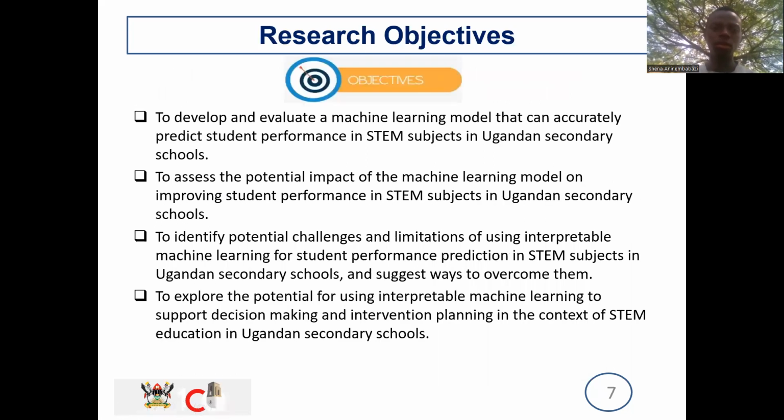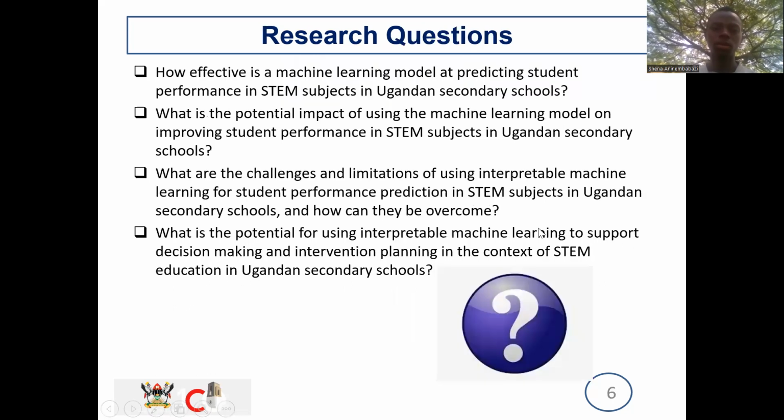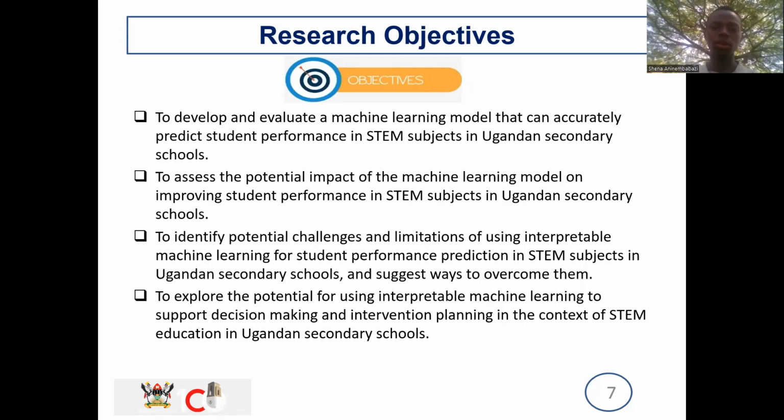The research objectives. Objectives are like the goals of doing this study and developing this model. One is to develop and evaluate a machine learning model that can accurately predict performance. We need accurate predictions of our model, and then to assess the potential impact, how it will be impacting, its effect actually. And we need positive effects on the system for STEM subjects, and then to identify the challenges and explore the potential of using interpretive machine learning in the context of STEM subjects in Ugandan secondary schools.